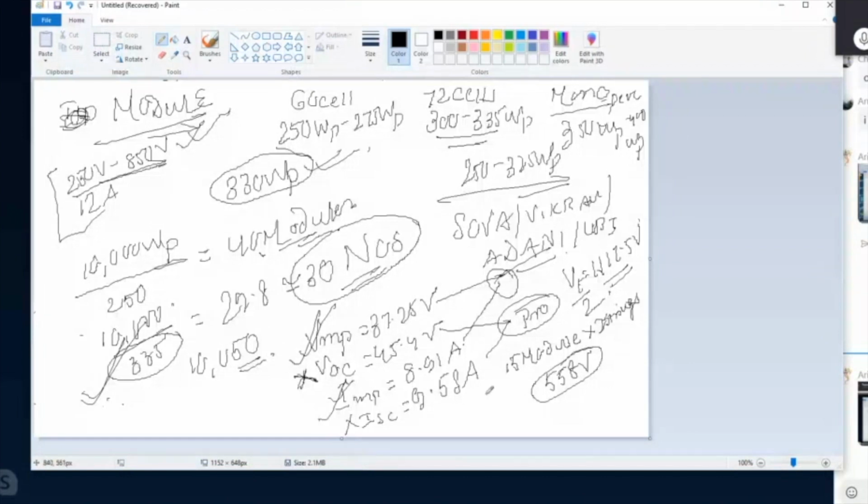So in this case, we need to select 15 modules of 2 strings. So we have 2 strings, 15 modules each. That is 2 parallel lines of 15 modules each. Clear?